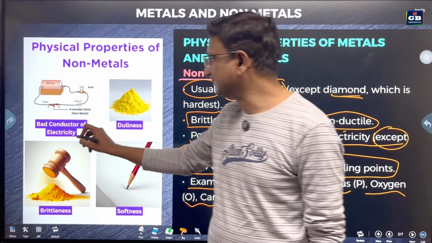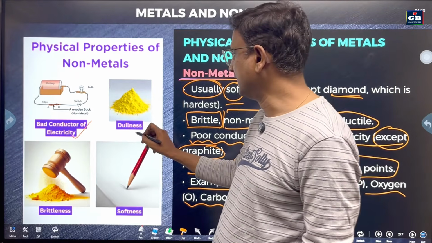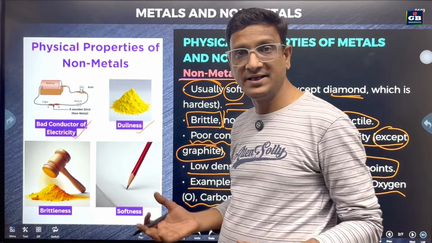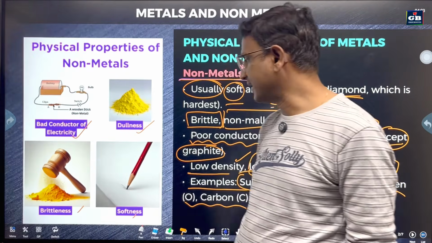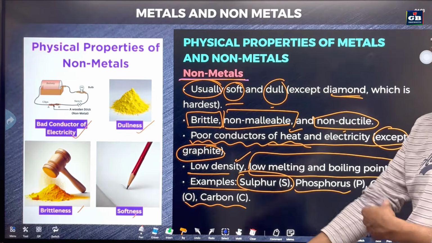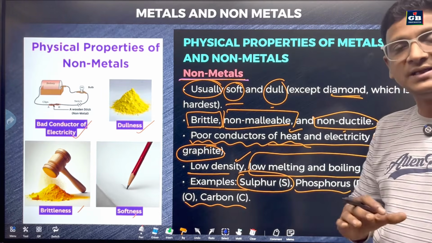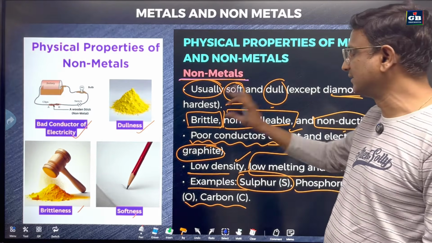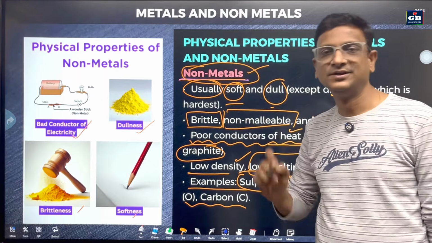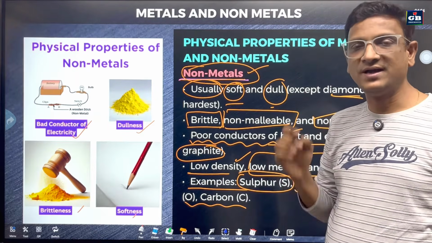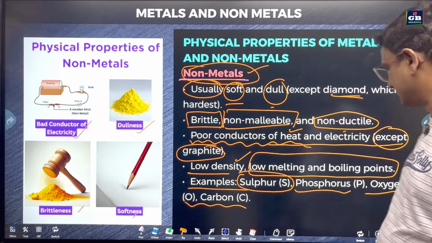Here in the picture we can see they are bad conductors of electricity, non-metals, and dullness. They don't look shiny, they are soft and dull, and they are brittle. They are poor conductors of electricity and heat. They have low density, low melting point, and low boiling point. All these are the physical properties of non-metals. So, children, we have seen the physical properties of metals and physical properties of non-metals.